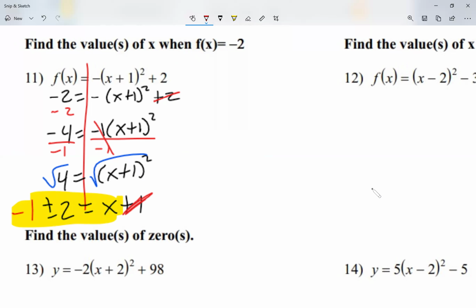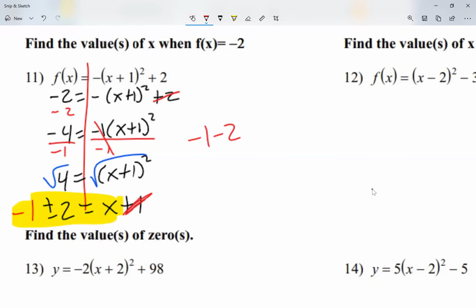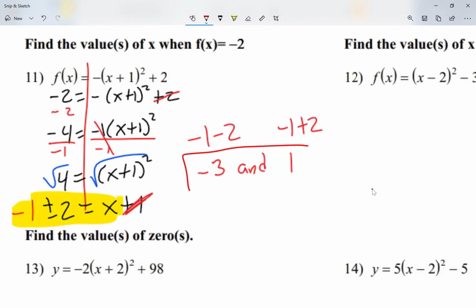Just as a reminder, what does this mean? Negative 1 minus 2 will give me one answer. Negative 1 plus 2 will give me the other answer. That's why I said plus or minus. But I'm doing the minus first because I want to do the small number first. Negative 1 minus 2 is negative 3. Negative 1 plus 2 is positive 1. So my answer is going to be negative 3 and positive 1.